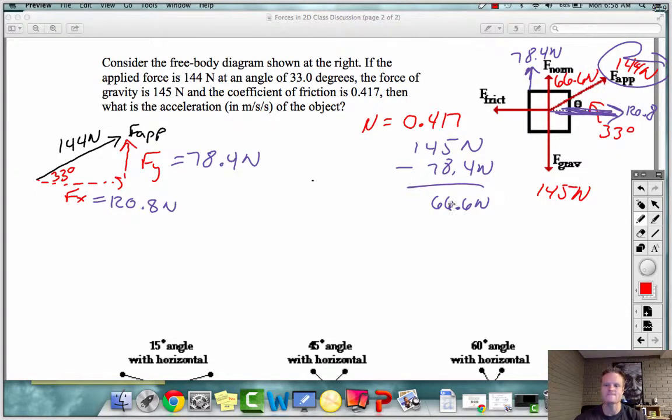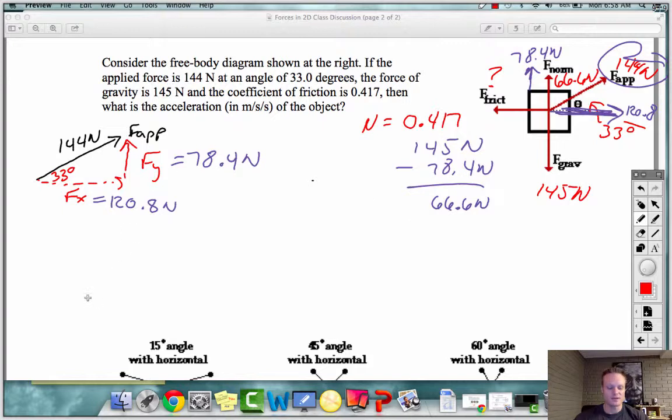All right. So far, I figured out force of gravity because it was given to me. I figured out my horizontal force, 120.8 newtons, and I figured out my vertical force of 78.4 newtons and my normal force of 66.6 newtons. What about my force of friction?